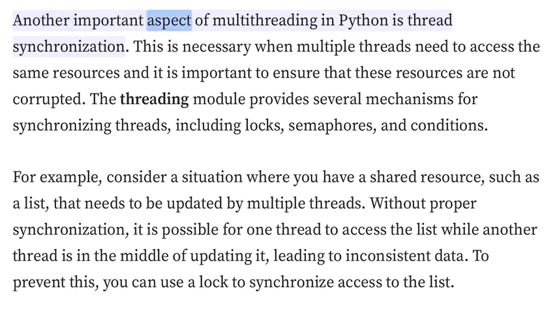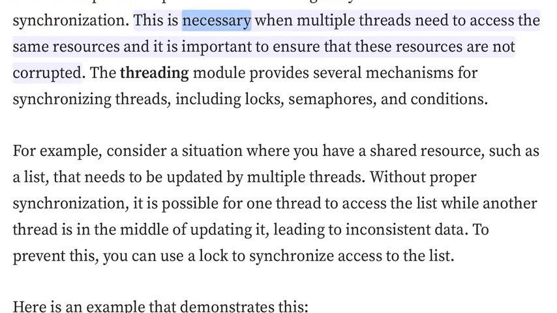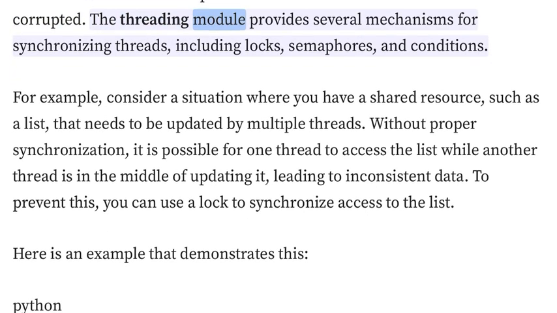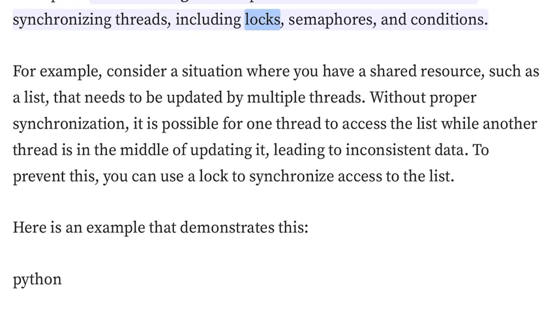Another important aspect of multithreading in Python is thread synchronization. This is necessary when multiple threads need to access the same resources, and it is important to ensure that these resources are not corrupted. The threading module provides several mechanisms for synchronizing threads, including locks, semaphores, and conditions.